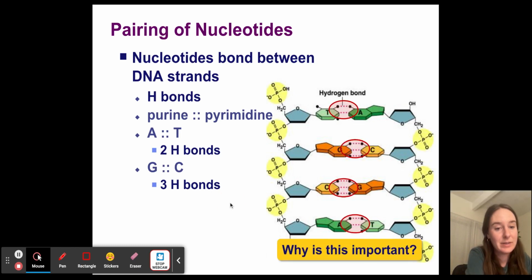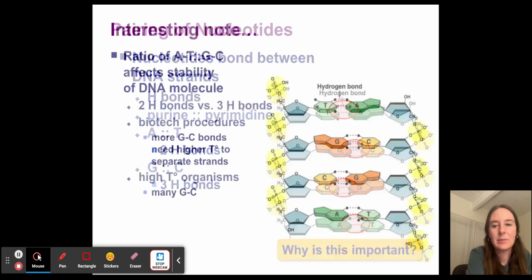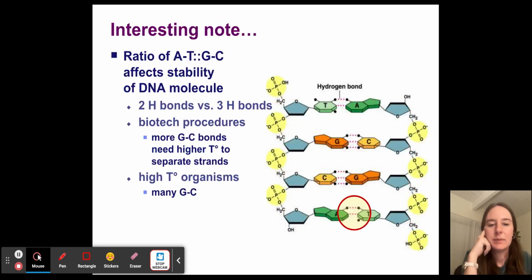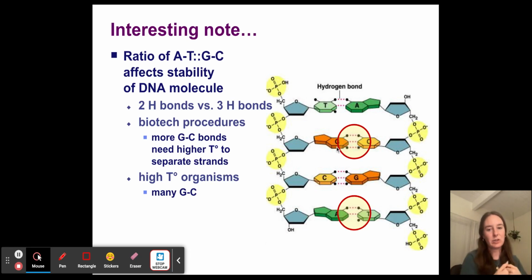Okay, so why are hydrogen bonds important? Think to yourself, that's an important piece here. Now, this isn't as important, but some organisms have more G and C bonds than others, and that makes the DNA even stronger. In the lab, scientists sometimes take DNA, separate it, and try to make new copies of DNA. They heat up the DNA, and the heating can break these hydrogen bonds. If you have more G's and C's, which have stronger bonds and more hydrogen bonds, it's harder to separate the strands.